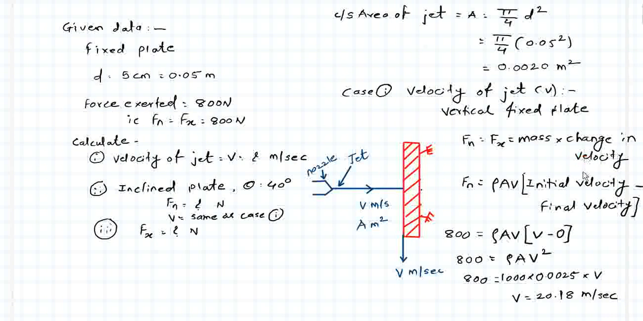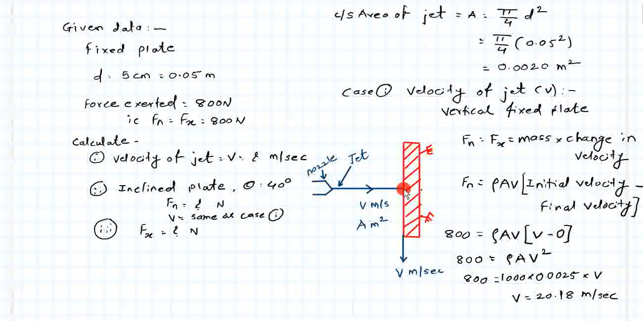Change in velocity is initial velocity minus final velocity, where the initial velocity is nothing but the velocity of the jet before striking the surface or plate. When we see the diagram, it clearly shows the velocity v is the jet velocity before striking the surface. So we can say initial velocity is v, minus final velocity. Final velocity is the velocity of the jet after striking the surface or plate.